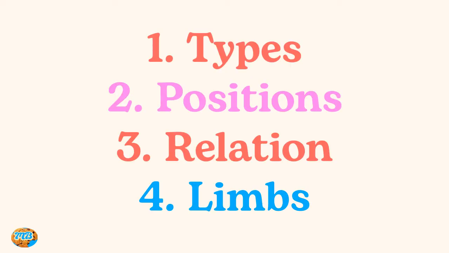So this is basically an outline. First we'll go over types of anatomy, then we'll go over positions and what they're called in terms of anatomy, then relationships in anatomy, and fourth we'll go over anatomical terms for regions of the limb.